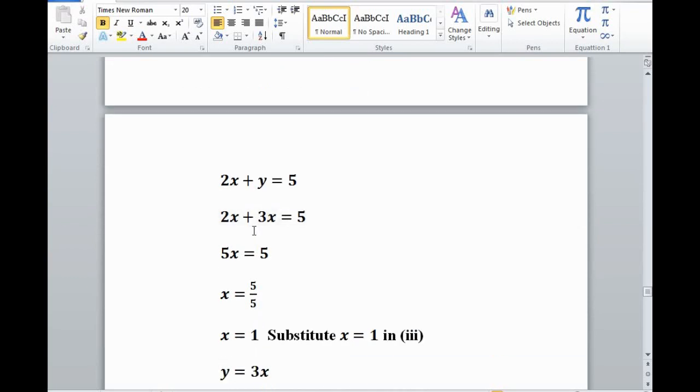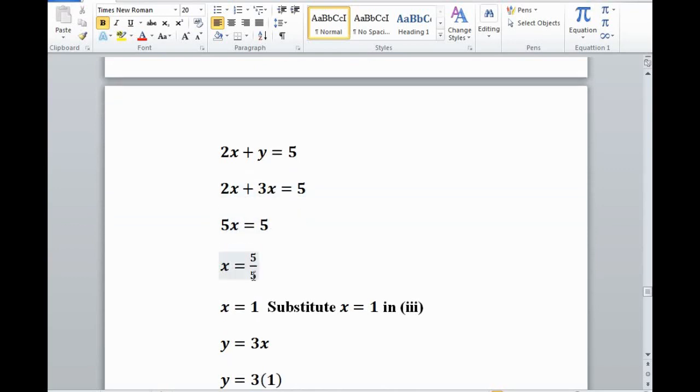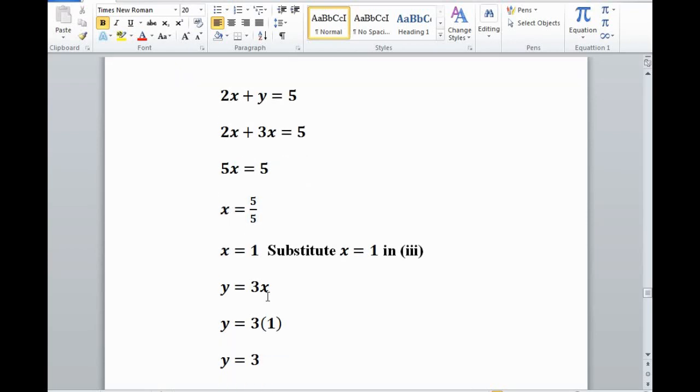Since 2x and 3x are like terms, we can take their sum, and 2x plus 3x equals 5x, equals the right side, 5. Since we are finding the value of x, let's take this 5 from left to the right side, so this equation becomes x equals 5 upon 5. 5 divided by 5 is 1, so x equals 1.